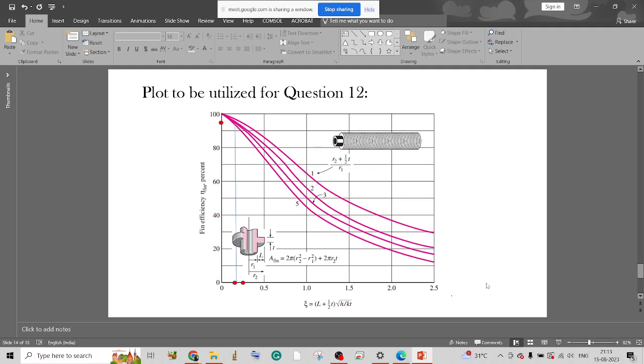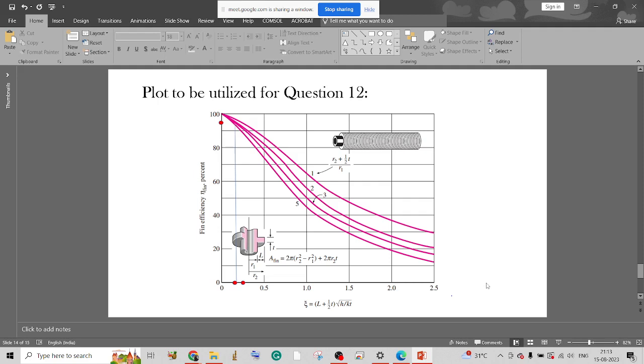Okay, now we need to find out eta, as on the x-axis it is eta. So L plus half of T, root over h by kT. Everything is given here, we just have to calculate. 0.015 plus half into 0.002 meter, into root over 60 watt per meter square degree Celsius upon 180 watt per meter degree Celsius into 0.002 meter. This is the whole root, right?